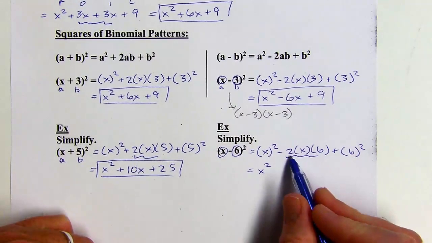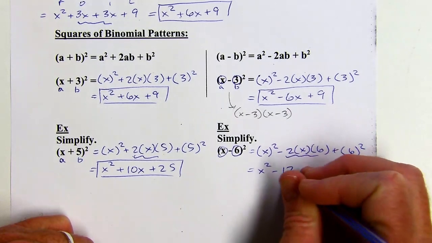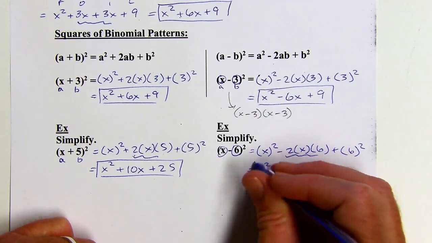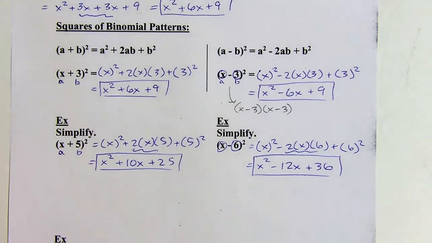Okay, in the middle, that's going to be negative 2x times 6. That's negative 12x. And then 6 squared is 36. And there we go. Okay.